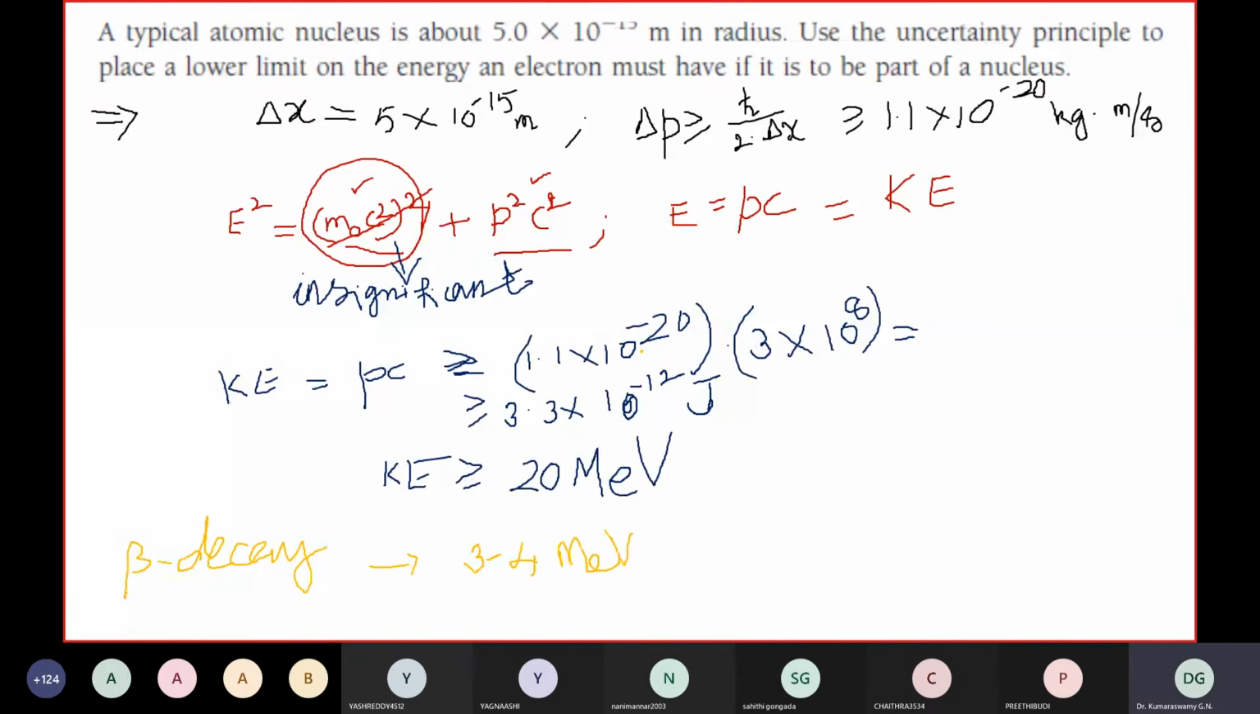Note down. In beta decay, we observe. You divided the joules with 1.6 into 10 power minus 19 only. Yes. Okay, write down. Mega means 10 power 6.